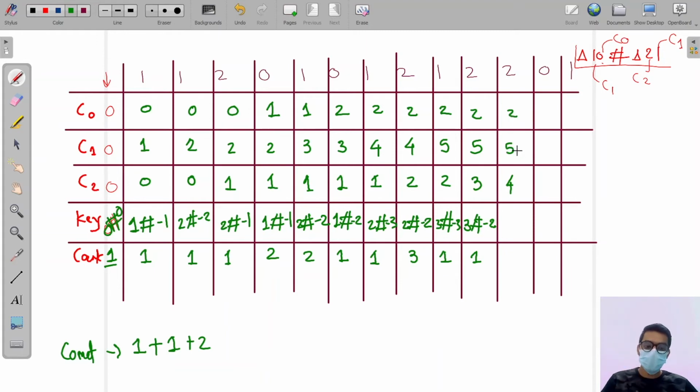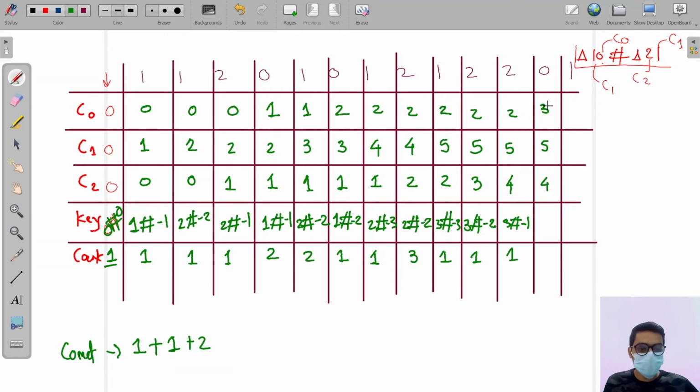Now again finding the key. 5 minus 2 is 3, 4 minus 5 is minus 1. Is this key repeated? No. So let's say this count is also 1. Now 0 appears here. At this point 0 appears, so we increase the count of 0, and the others are the same.